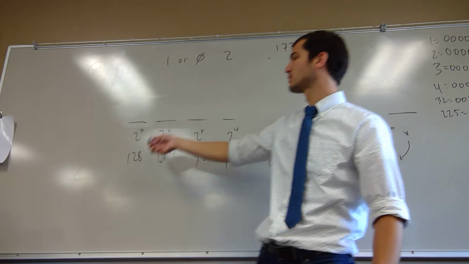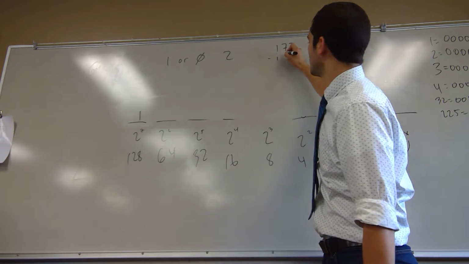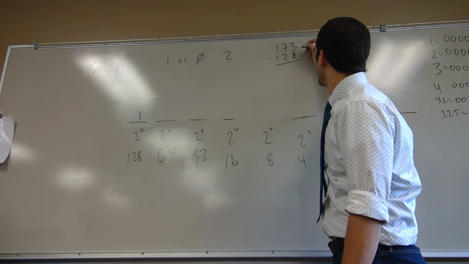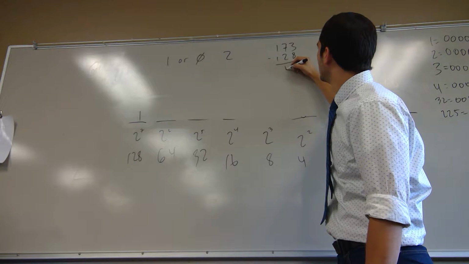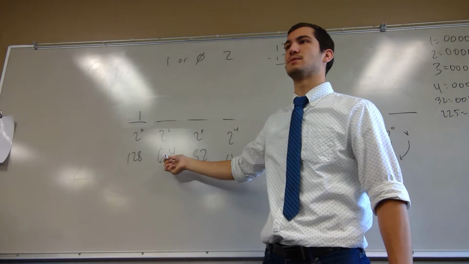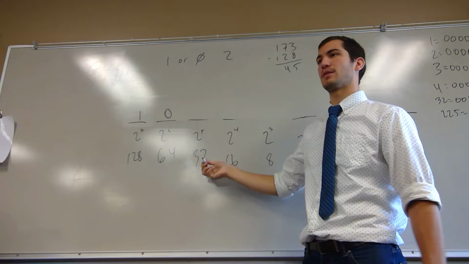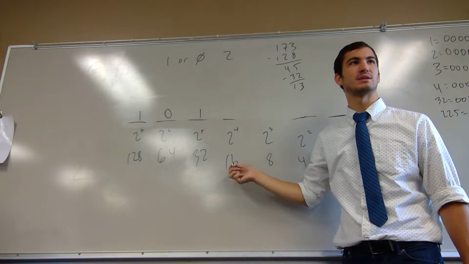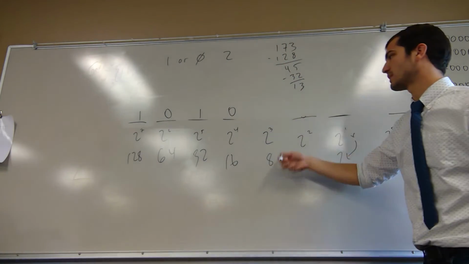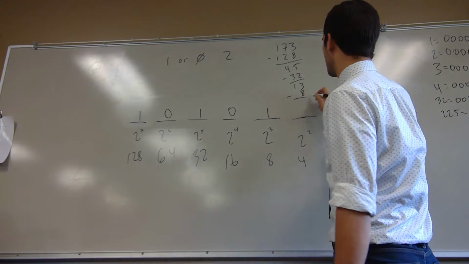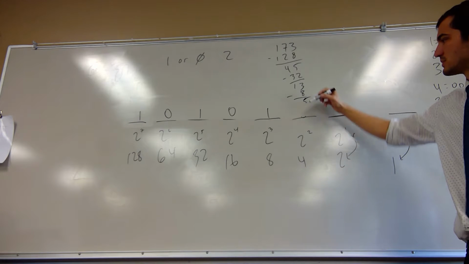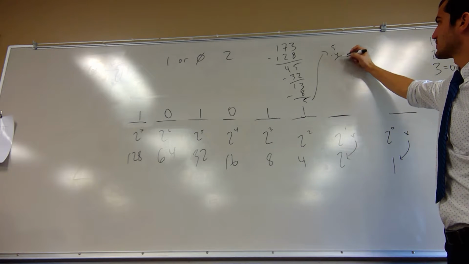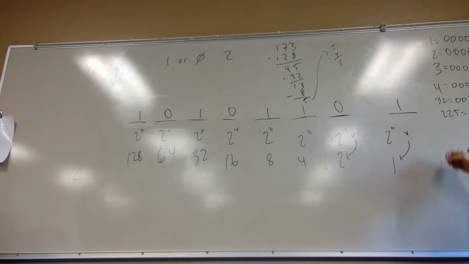So is 173 bigger than 128? Yes. I'm going to subtract 128. What does this give me? 45. Is 45 bigger than 64? No, so I'm going to put a 0 there. Is 45 bigger than 32? Yes, so I'm going to put a 1 there. 45 minus 32 is 13. Is 13 bigger than 16? No, so we're going to put a 0. Is 13 bigger than 8? Yes, so I'm going to put a 1 here. Minus 8 gives me 5. Is 5 bigger than 4? Yes, I'm going to put a 1. 5 minus 4 is 1. Is 2 bigger than 1? No, so 0, and then 1. So 173 is 10101101.